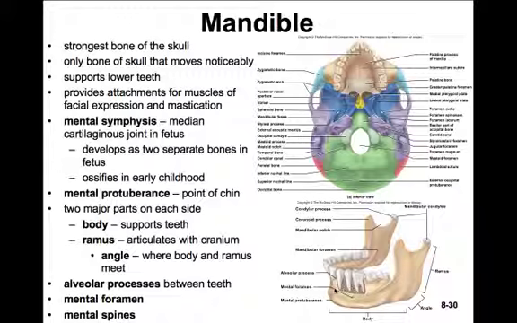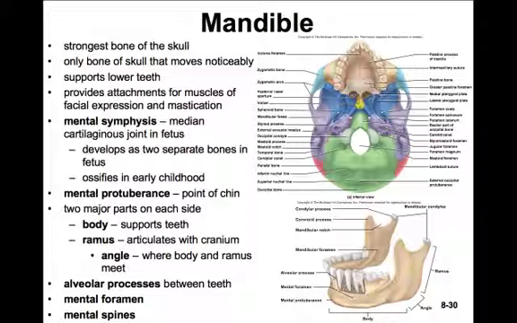The mental protuberance is the point of the chin. There are two major portions on each side. We have the body right here and the ramus here. The angle is where the body and the ramus meet. The alveolar processes, again, just as we saw in the maxilla, project up in between each tooth. The mental foramen is a small hole.